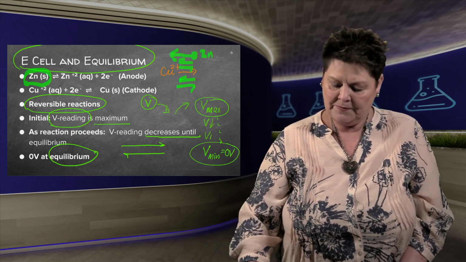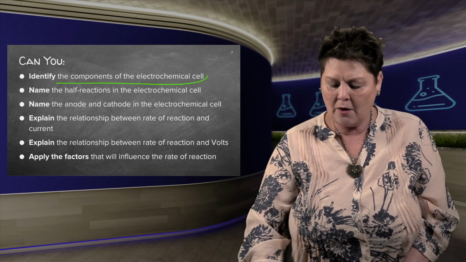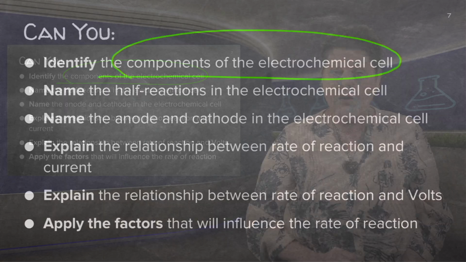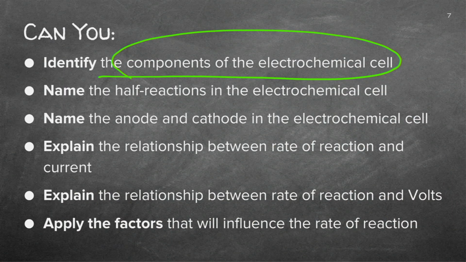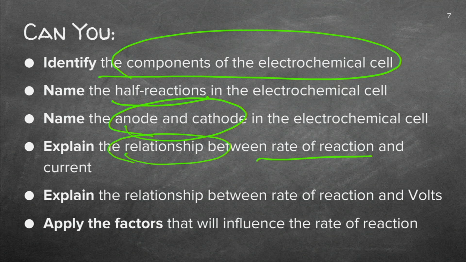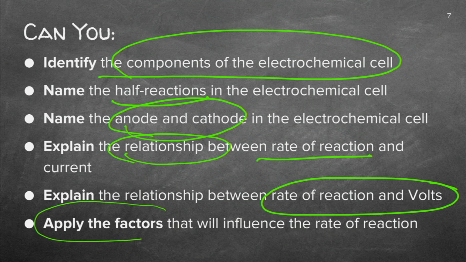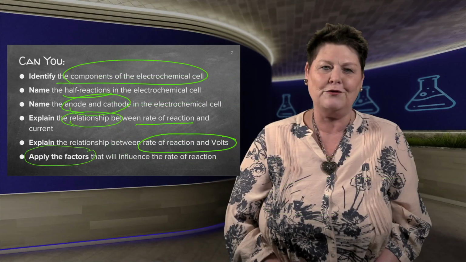Right, you need to know the components. We did the salt bridge now, we did the concentration of the electrolytes, and we did the area or the surface of the electrodes. So those components you have to know: half reactions, anode, cathode, the relationship between the rate of the reaction, and we said now the rate of the reaction and volts, you've got to be able to identify, as well as the factors that will influence that rate of reaction.